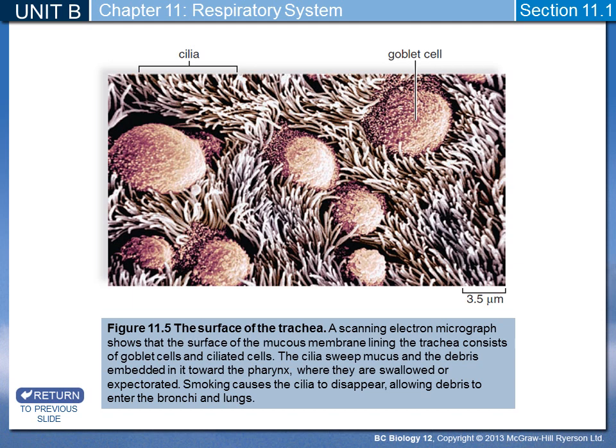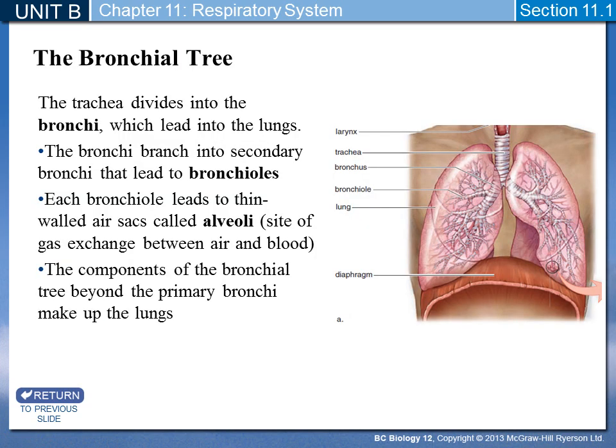One thing to note is that in chronic smokers, the cilia actually start to disappear, and that allows debris to enter the bronchial lungs because it's no longer being swept up.